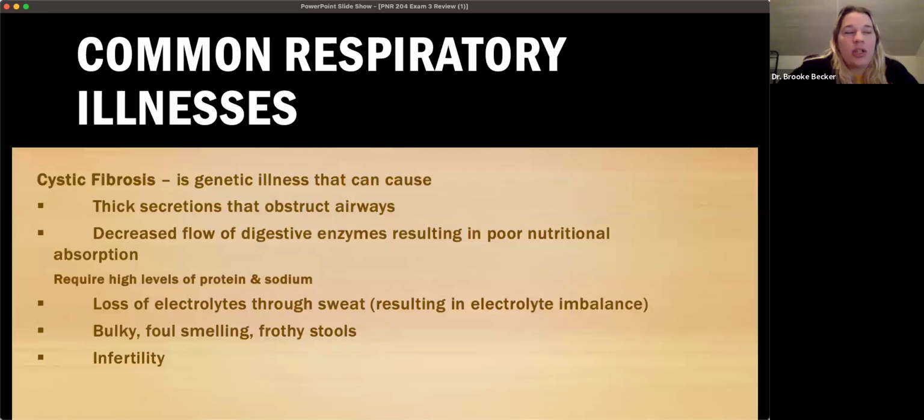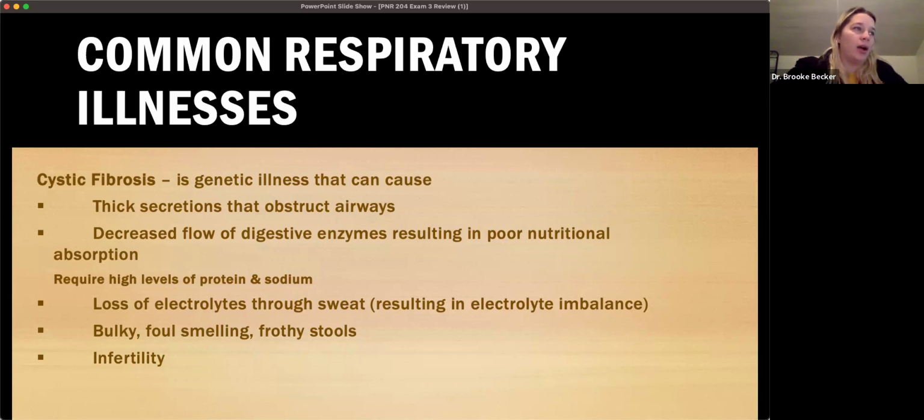Cystic fibrosis is a genetic illness. It's present in these kiddos at birth. Usually parents know right at birth or shortly thereafter that their kiddo has cystic fibrosis. It creates thick secretions not only in the lungs, but also in other tracts like the GI tract and the respiratory tract. So this is a multi-system illness. It's not just a respiratory illness. It falls in the respiratory category, but it's not just a respiratory illness.